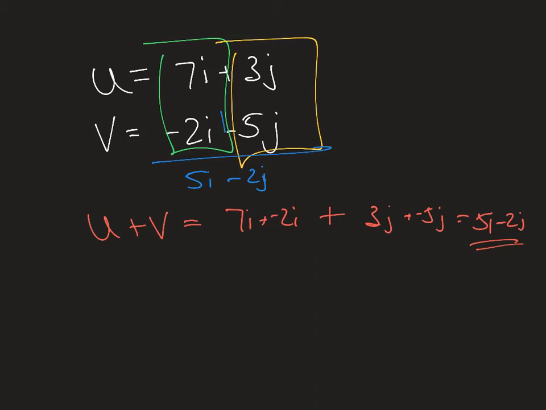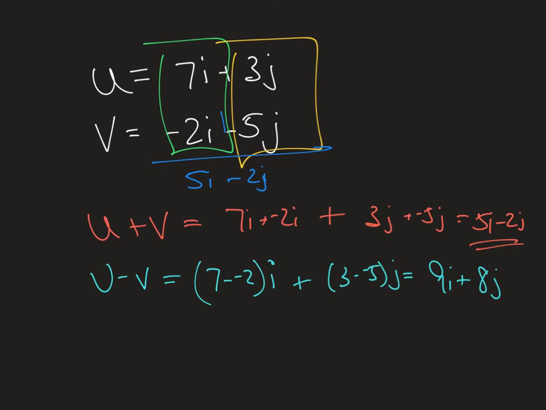If I was subtracting u minus v, it would be 7 minus a negative 2. The other way you'll see it written is like this, where you actually just write the two numbers in parentheses, i plus a 3 minus a negative 5j. And so 9i and an 8j.